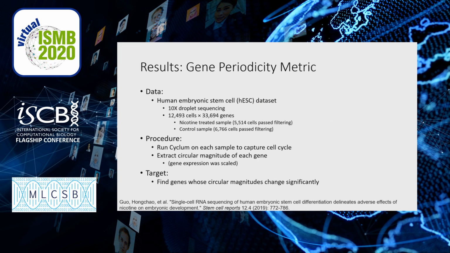Next, we use cyclone as a metric for the periodicity of genes. We use the HESC dataset, which compares a nicotine-treated sample with a control sample as an example. We run cyclone on each sample to capture the cell cycle trajectory and use the magnitude of the circular component on each gene as a measurement of the periodicity. We scale the genes before the procedure so that the metric is standardized. We'd like to find the genes whose periodicity changes significantly.